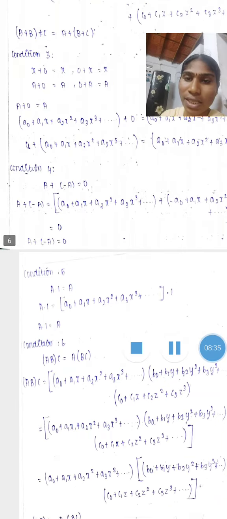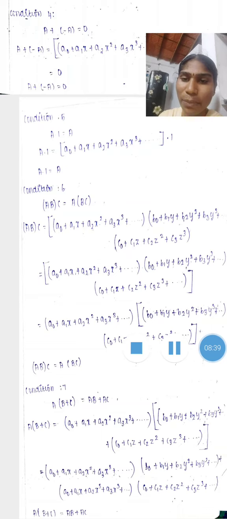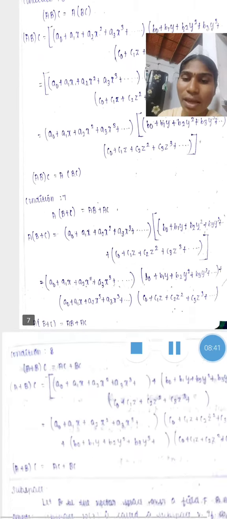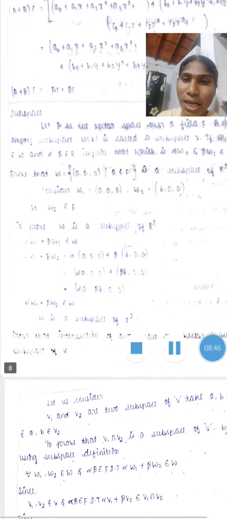And next condition, inverse. Next condition, identity. And next condition, (AB)C is equal to A(BC). And it's a very easy problem. You do it yourself. Next theorem.